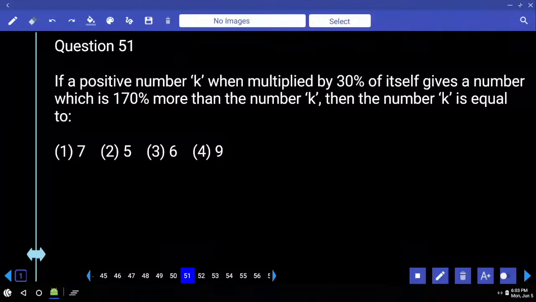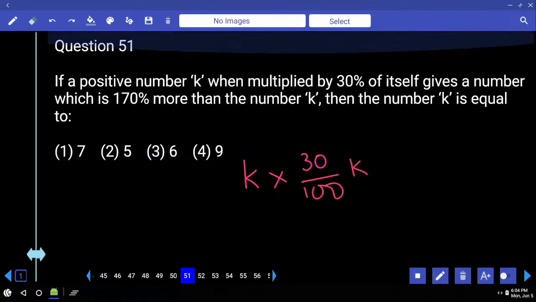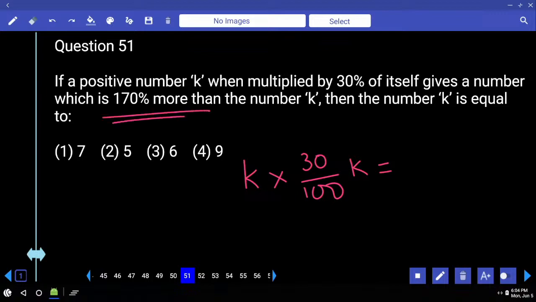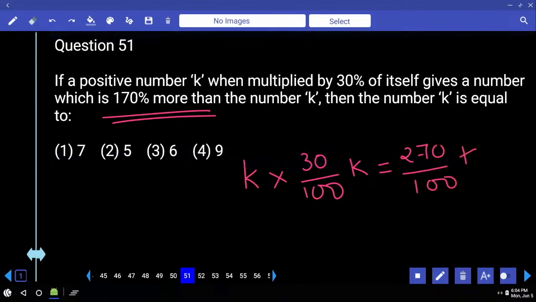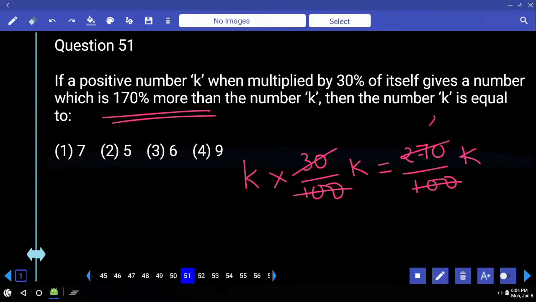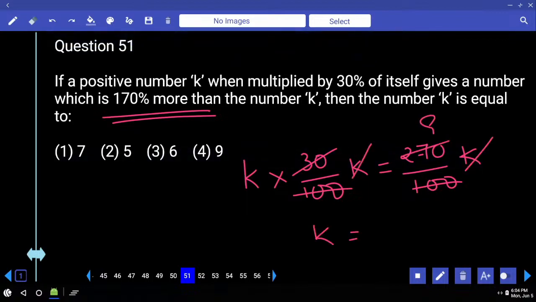Right, question number 51. If a positive number k when multiplied by 30% of itself gives a number which is 170% more than the number k, then the number k is equal to. If a positive number k is multiplied by 30% of itself, that is 30 by 100 or 3 by 10, then the answer is 170% more, that means that is 270 percentage of k. Therefore k is equal to 9, option 4.